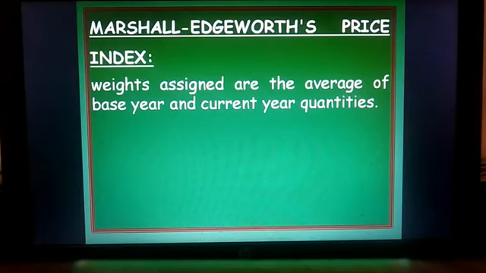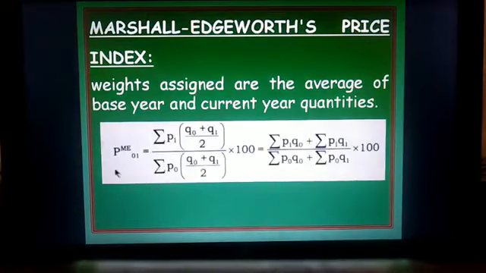First one is Laspeyres'. There the base year quantities were considered as the weights. Then next was Paasche's price index number. There the weights applied were current year quantities. Here, in the Marshall-Edgeworth price index number, we have the weights as the average of base year and current year quantities. So how to write the formula?